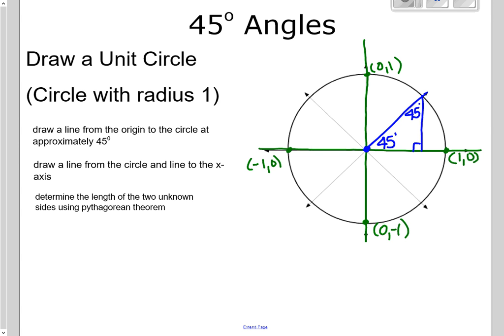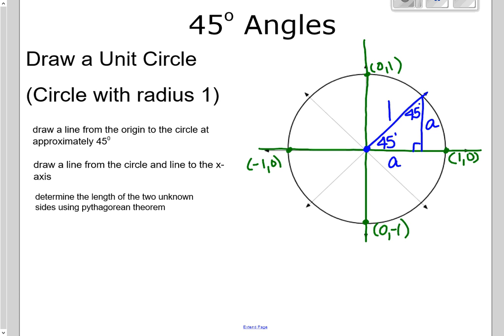I also know, since we drew it as a unit circle, that it has a radius of 1, which means this has a side length of 1 right here. And then I want to figure out my other two side lengths. Now notice this is an isosceles triangle, which means that whatever my side length is down here at the bottom has to be the same side length as my vertical line. So let's say this is side length A, then this also has to be side length A, because it's an isosceles triangle.